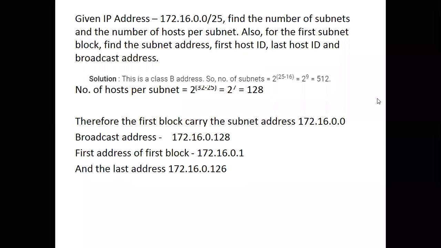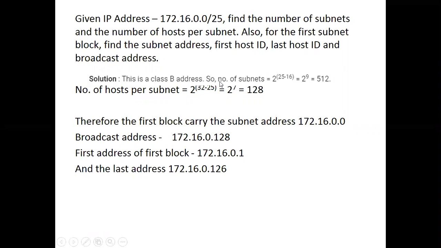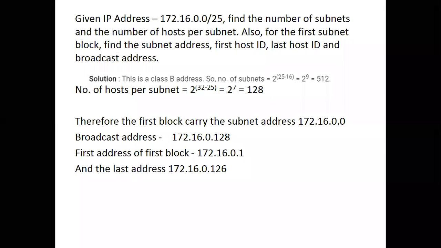Therefore, for the class B address, the total number of subnets can be calculated as 2 raised to 25 minus 16. Why 25? Because 25 network bits have been given, minus 16 bits for the host ID, and then you get 2 raised to 9, that is 512 subnets that can be designed in your network. You do 25 minus 16 for calculating the number of subnets in the network.